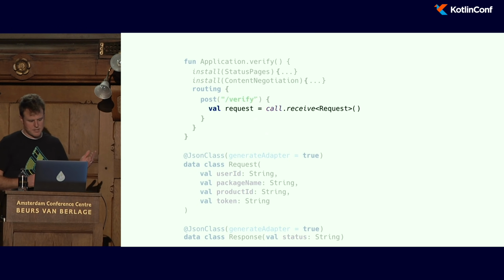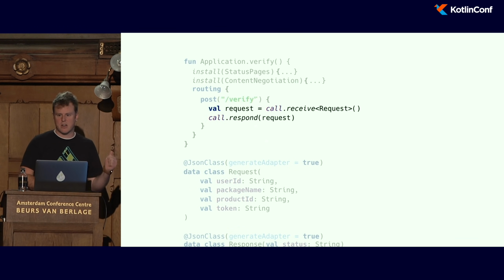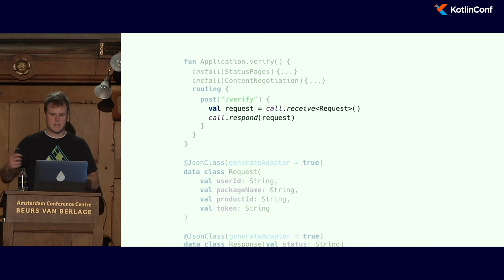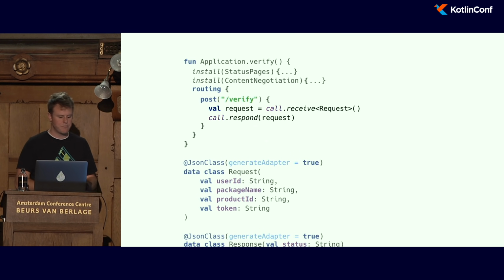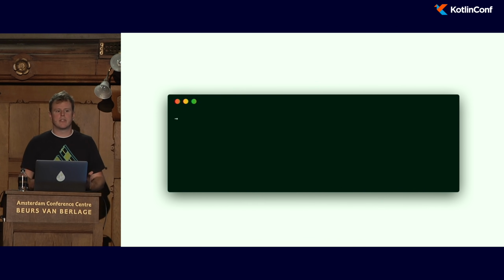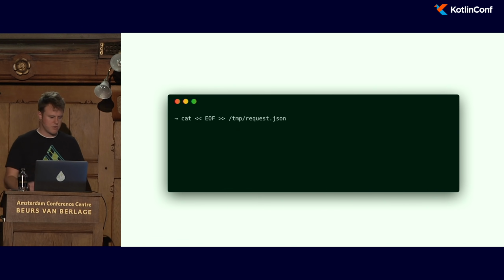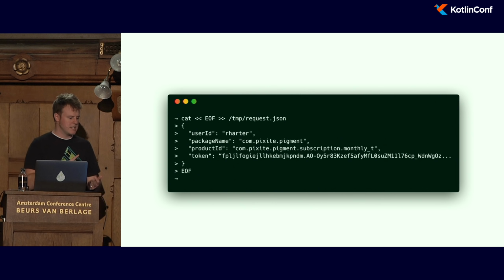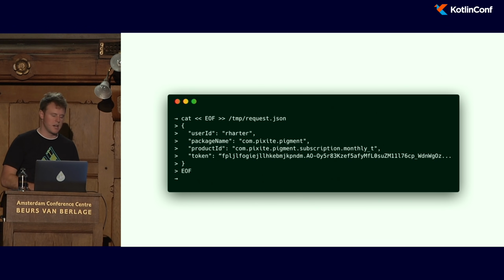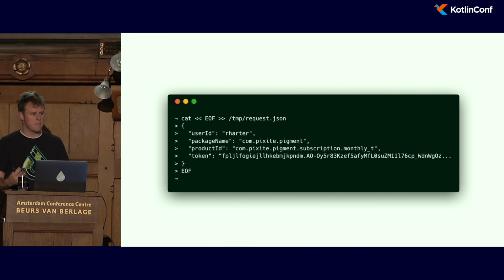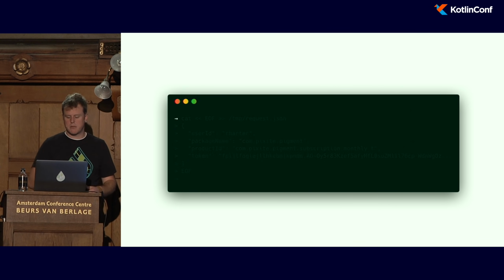Once we have that request, for now, we're going to use that call object again to simply respond with that same object, just so that we can go one piece at a time. So this is our server, pretty simple. Before we run this, we need some JSON, and so I'm just going to put some JSON in a file. This is what it looks like. You can see we have a user ID, package name, product ID, and token. And this is actual data from my app, Pigment. So this is going to be a valid response.